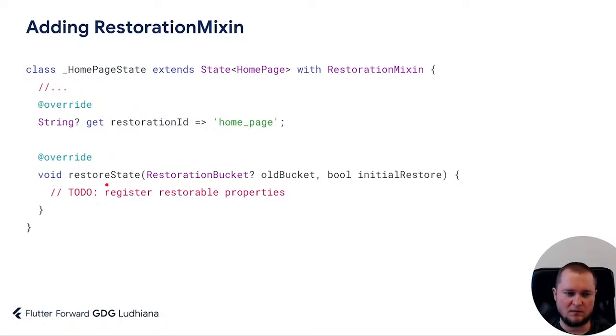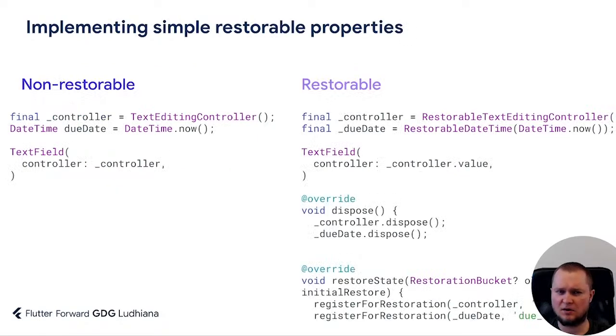And we also need to override the restore state method. Here we register the restorable properties, which I will cover in the next slides. In this simple app, each to-do item has a title and date. So in the code we probably have something like text editing controller, which allows us to extract the text, and view date. The date comes from picker. We use the controller like this in some text field.